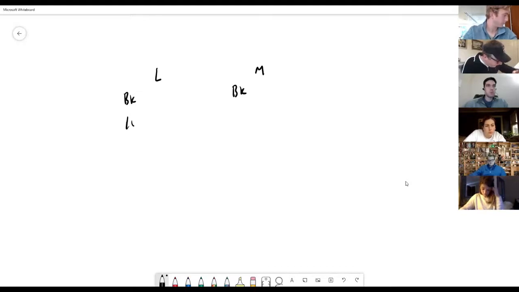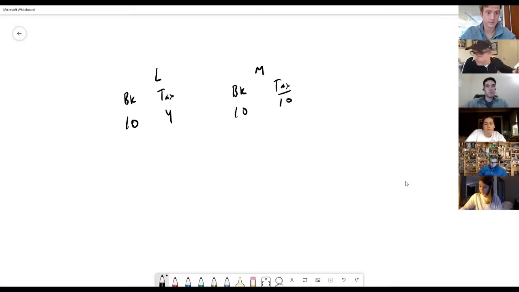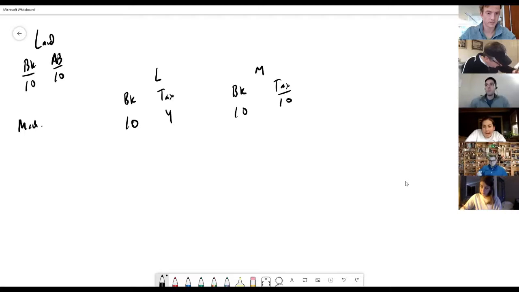They're each contributing 10 of value, so their book capital account is 10. L's tax capital account is 4. M's tax capital account is 10 because M is contributing the cash. They've got the land here, which is not 704(c) property, and it's not depreciable. And they've got the depreciable property, which we'll call machinery: book value 10, tax basis of 4. And they use the remedial method.